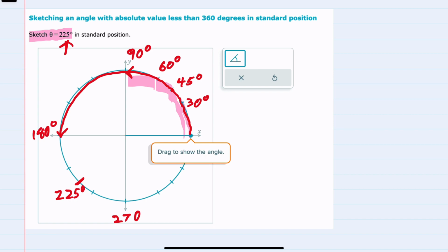And so when we drag that initial line to represent the angle, we would drag it all the way around to our 225. And this would be how we would represent 225 degrees.